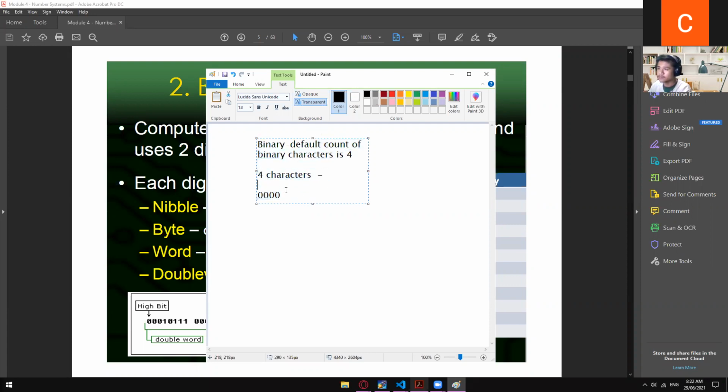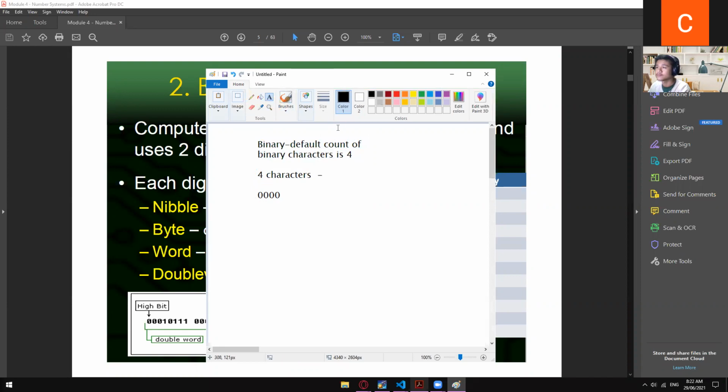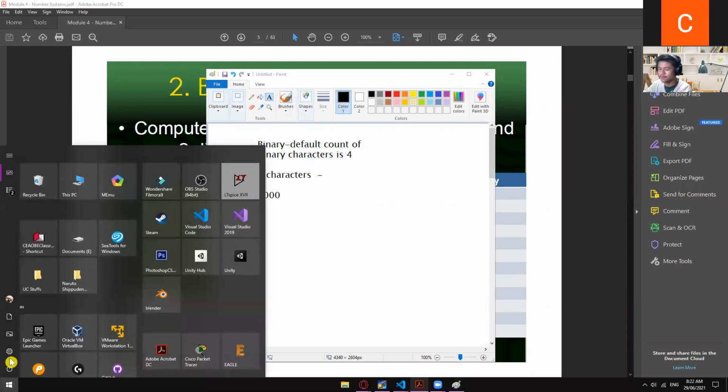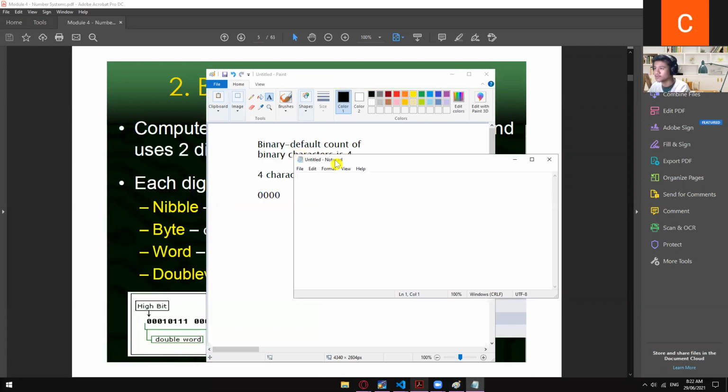This one, oops, the tab isn't working. I guess it's a lot easier if I just use Notepad.